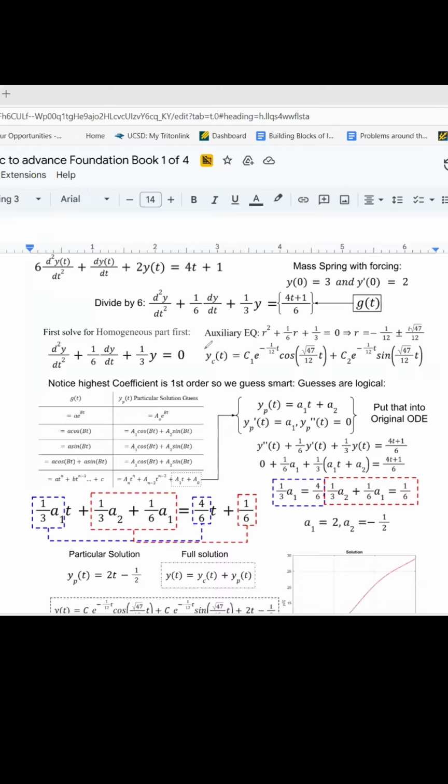Here is how method of coefficient works. So you have this, you get the forcing over here. Now to make it easier, you turn it into a more digestible form. After that, you have a g of t. Now we need a good guess, but before that, we need to solve the homogeneous case.